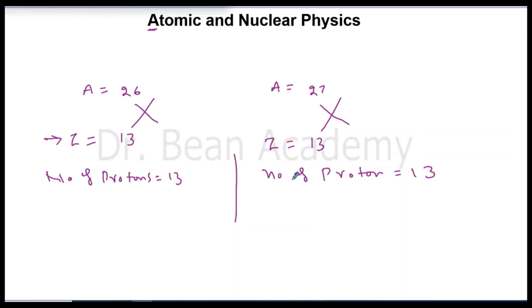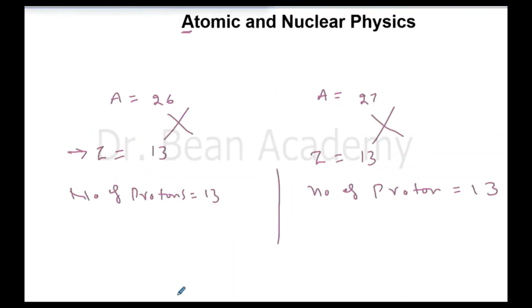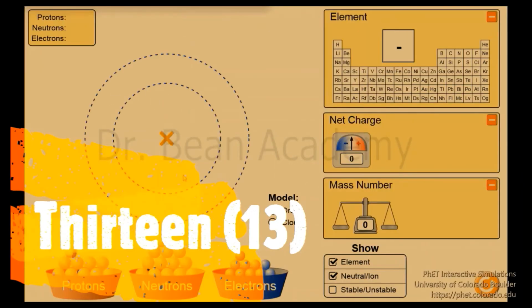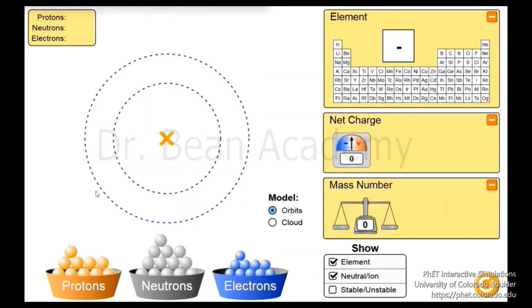So now all we need to do is look at the periodic table and find this number 13, because we know the elements are arranged according to the atomic number, or number of protons in their nuclei. So the number of protons is 13. Let me use my animations to find what that element is.